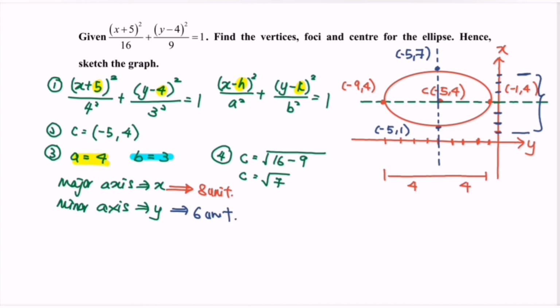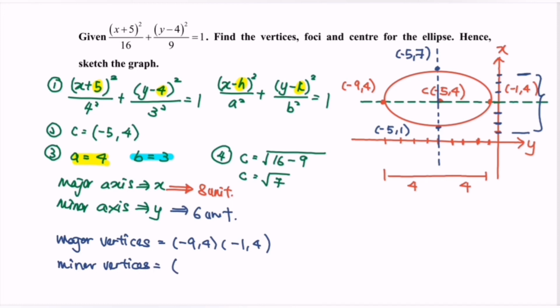Next, we identify the major and minor vertices. As for the major vertices, we have (-9, 4) and (-1, 4). As for the minor vertices, we have (-5, 7) and (-5, 1).